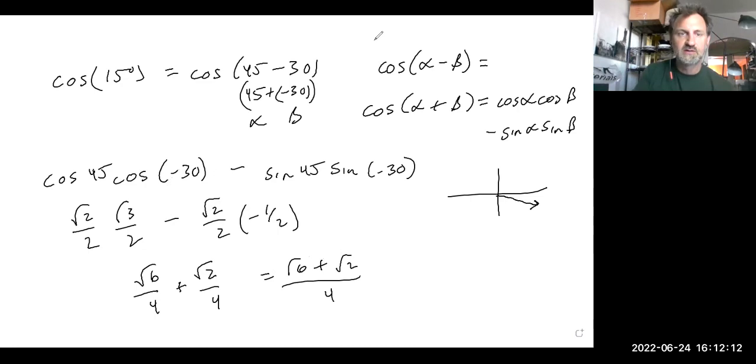Okay, cool. That's it. There's some examples of using this sum and difference formula for sine and cosine and even tangent. Fun on a Sunday.